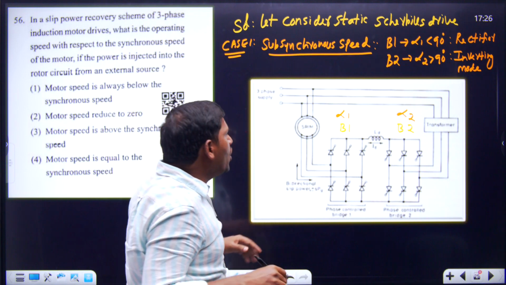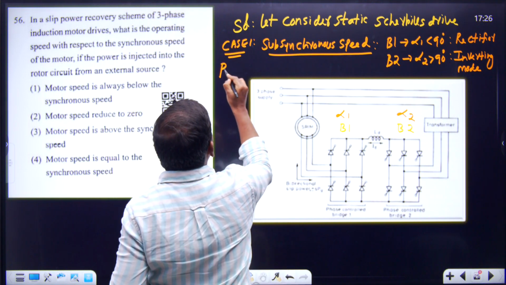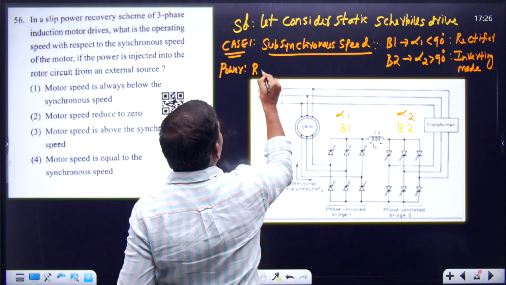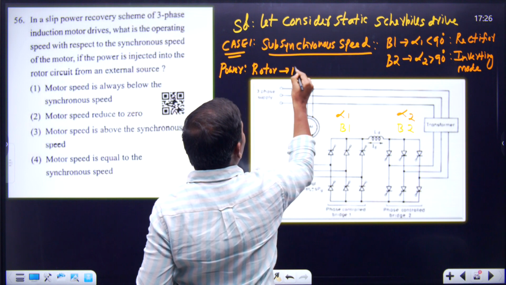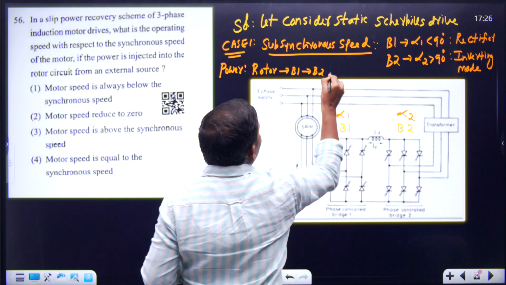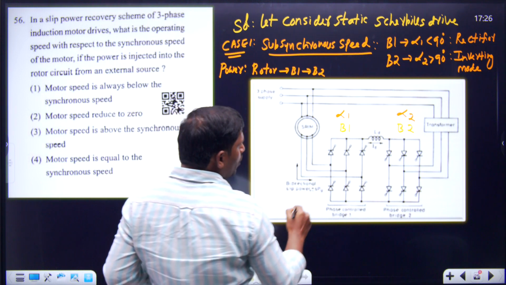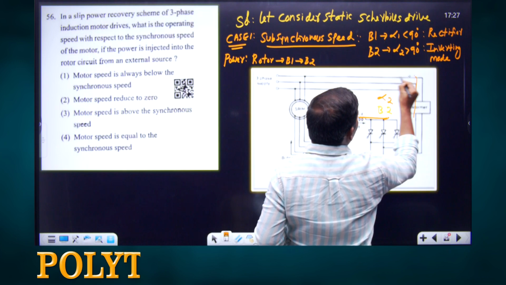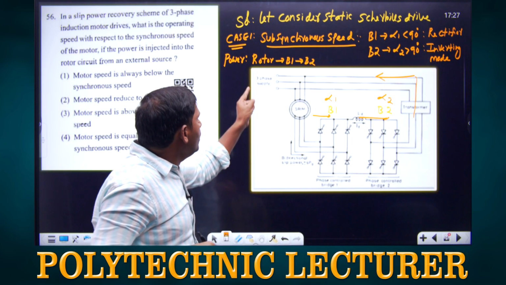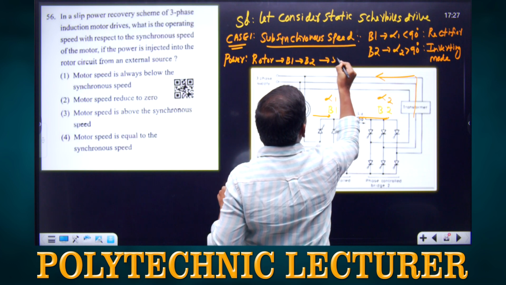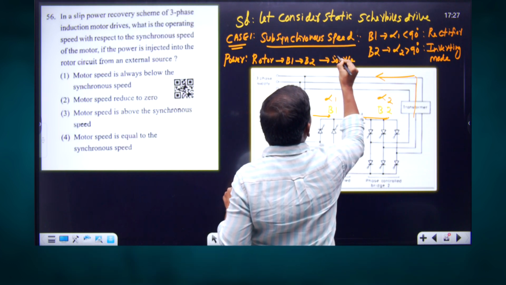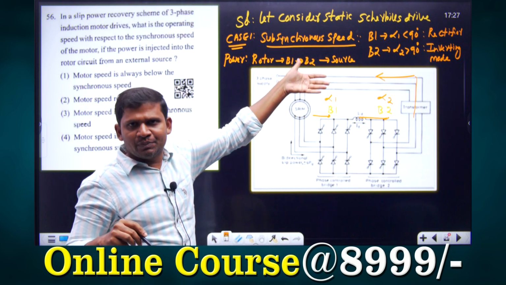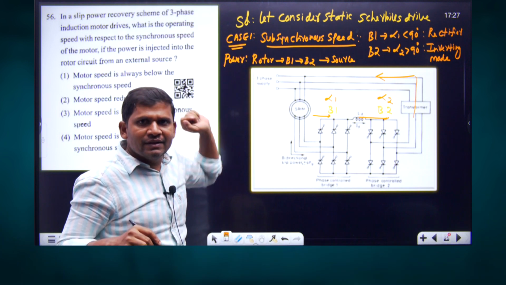Then for subsynchronous speed, how is the power transferred? The power is transferred from the rotor to bridge 1 and bridge 2, and it is transferred to the source. Bridge 1, bridge 2 and the source. Through the transformer, it is transferred to the source. Okay, this is case 1: subsynchronous speed, less than the synchronous speed.